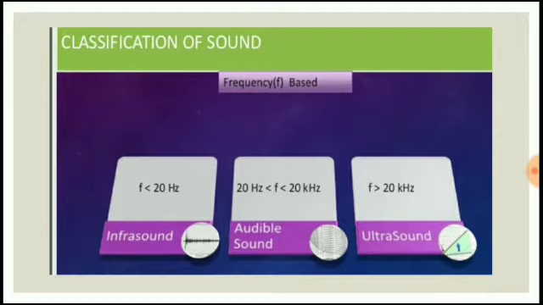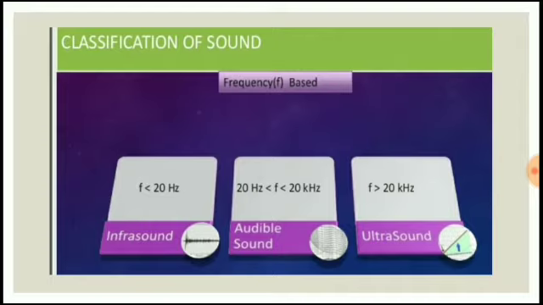Now, classification of sound based on the frequency. Sound is nothing but vibrating particles. The sound is classified based on the frequency, and the frequency is measured in hertz, which is the unit of frequency. Based on the frequency we classify sound into three types. The first one is infrasound, or infrasonic: the frequency of sound is below 20 hertz.